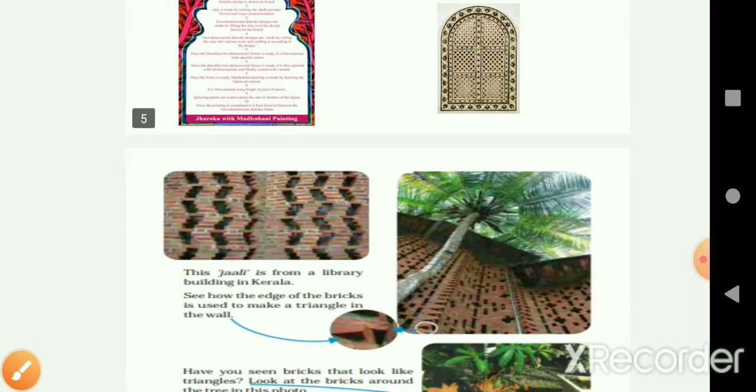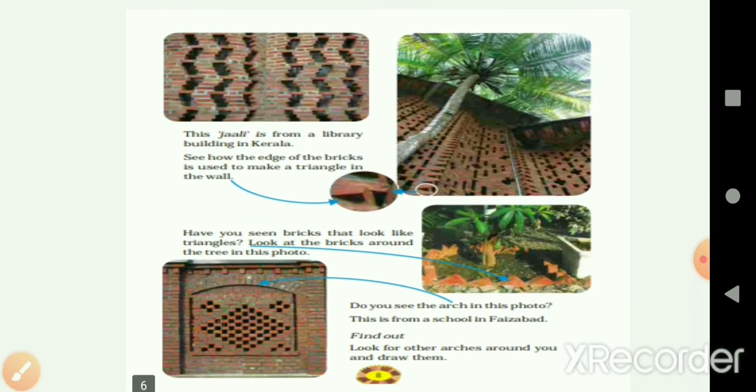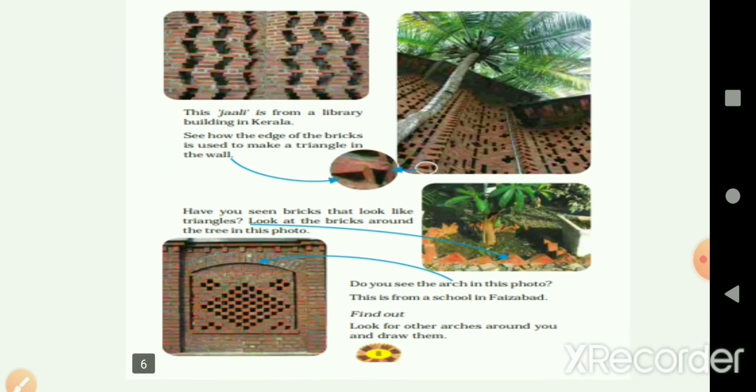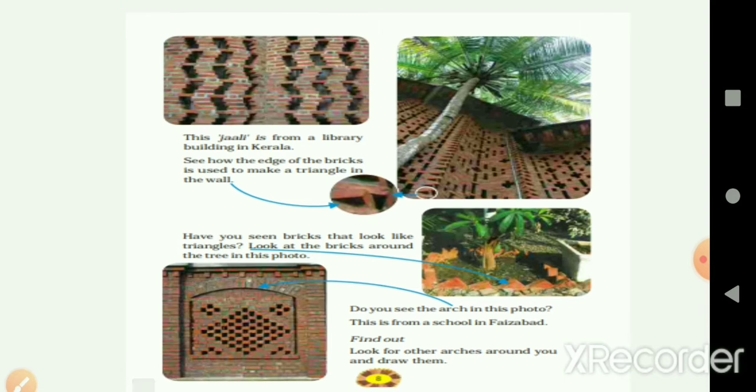Then this jali is from a library building in Kerala. See how the edge of the brick is used to make a triangle in the wall. See, the edges of a brick arranged to make a jali pattern here in the Kerala library.